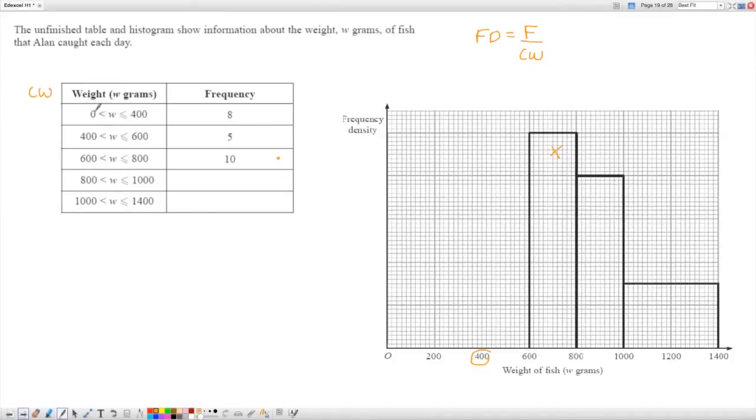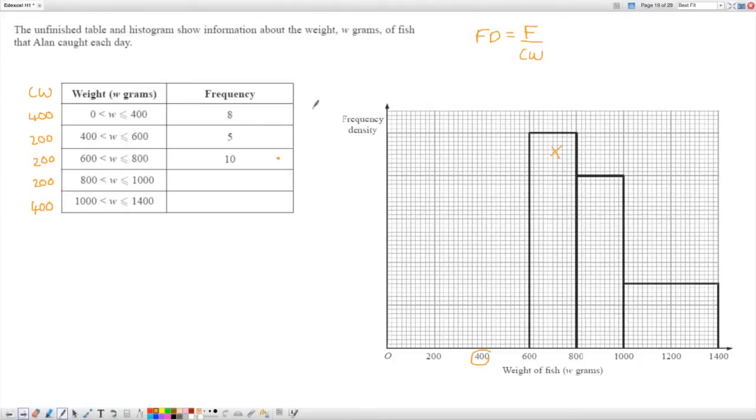This one goes from 0 to 400. So that's 400. Here is 200. 200, we're looking at the difference between the two values. 200 again, remember histograms have different class widths. And here again, back to 400.